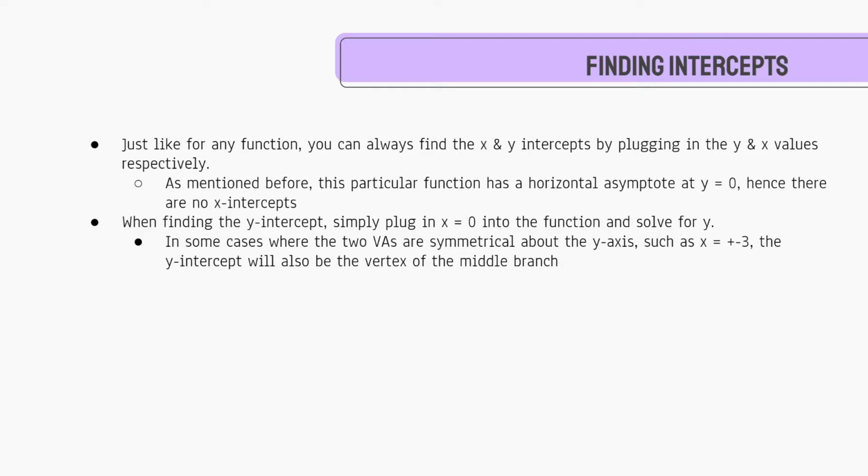However, it is very important to notice that in some cases, the two vertical asymptotes are symmetrical about the y-axis, such as x equals plus or minus 3. The y-intercept that you find will also be the vertex of the middle branch that we talked about, which makes your life a whole lot easier since you don't need to go over the same steps again to find it.